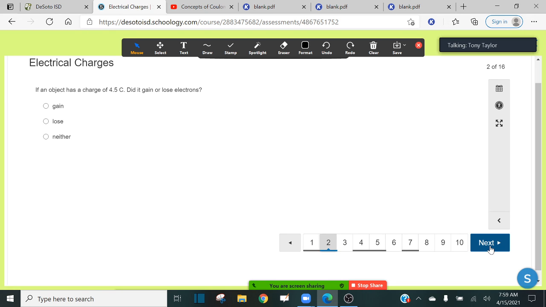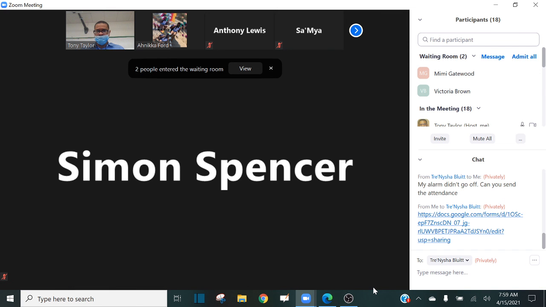Guys, it should be obvious to you whether or not an object gains or loses electrons. Here we're told that an object has a charge of positive 4.5 coulombs. Remember, if the charge is positive, that means the object lost electrons. If the charge is negative, that means the object gained electrons. So just something to keep in mind. That's pretty much all I have for that.